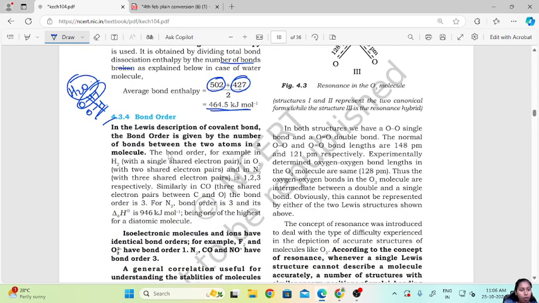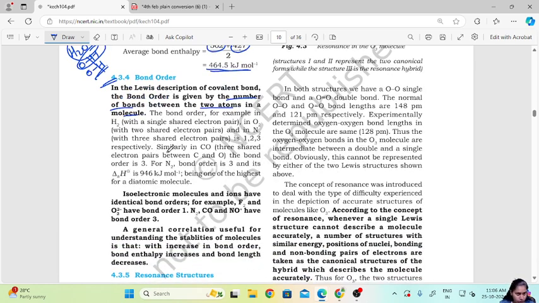Next is bond order. Now, in the Lewis description of a covalent bond, the bond order is given by the number of bonds between two atoms in a molecule. Now, what is bond order? It is the number of bonds between two atoms in a molecule. Bond order is basically the factor that tells you about the number of bonds that are formed between the molecules. Now, for example, H2 with a single shared electron pair.